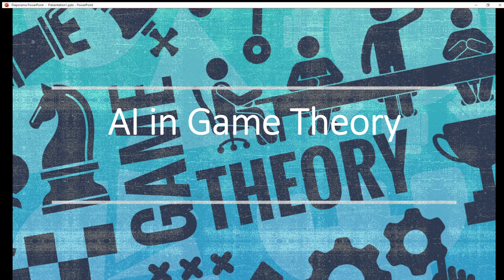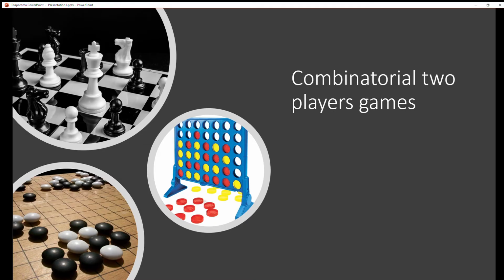I will talk of some application of AI in game theory. For this, I will talk about combinatorial two-player games. It's a game where we have two players and one player plays after the other, turn by turn. Examples of these games are chess, Go, or Connect 4. We will see some AI algorithms for these games.